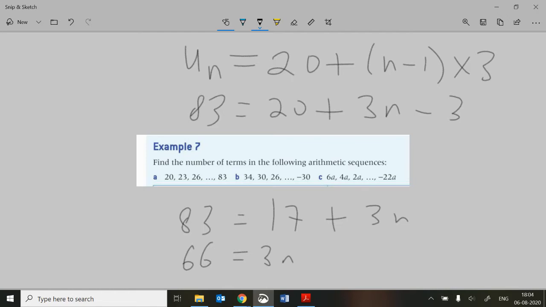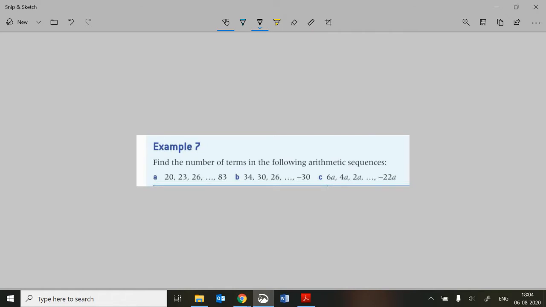You can do exactly the same for the next one as well. I mean, there's nothing particularly interesting in these examples. But you can do the same for the next one. Again, you can set up minus 30 is equal to our nth term here. We've got 34 plus n minus 1 times the common difference, which is minus 4 in this case because it's going down in fours. And you can solve that equation. If you can't solve that equation, you shouldn't be listening to these videos. Okay, so that is definitely easy for you to be able to do.